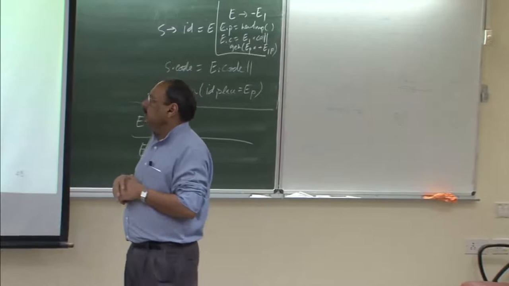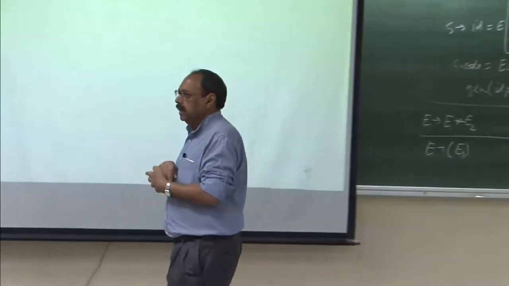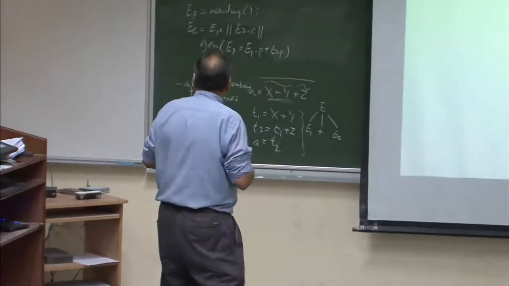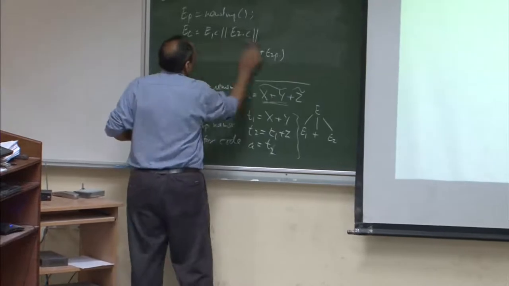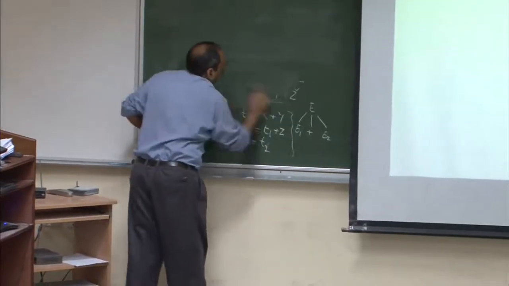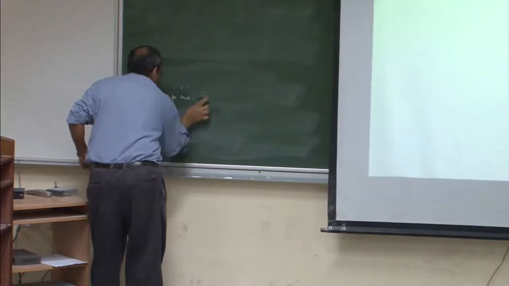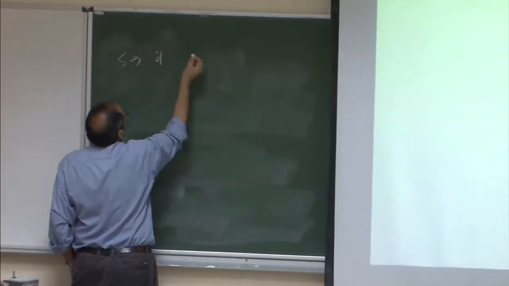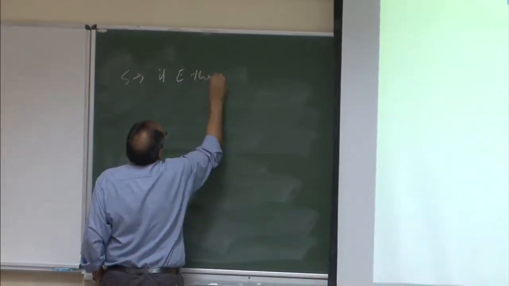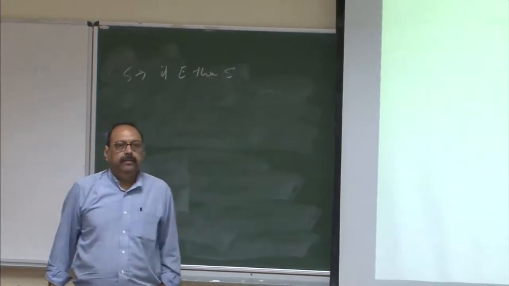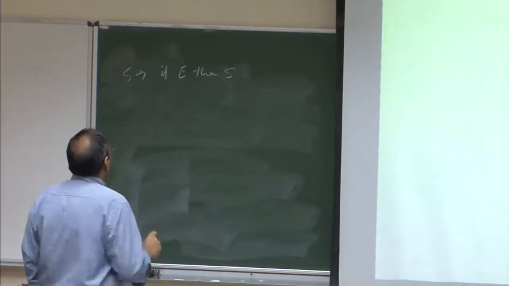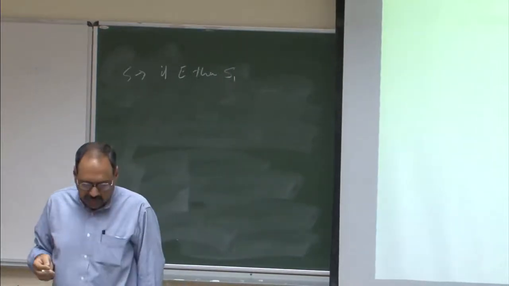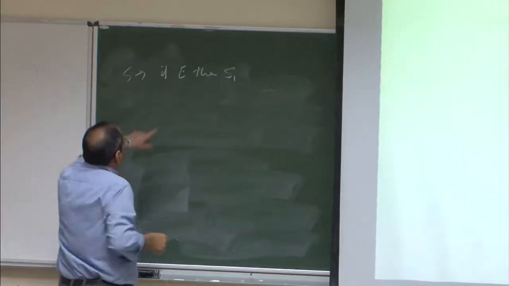Now, to generate code for conditionals, the only thing I need to understand is the semantics of each of the statements. So, for example, suppose I have a statement which says if expression then statement. Okay? Simplest possible case. Again, I want to distinguish between this S on the left and S on the right because they have different attributes. And E is a Boolean expression.